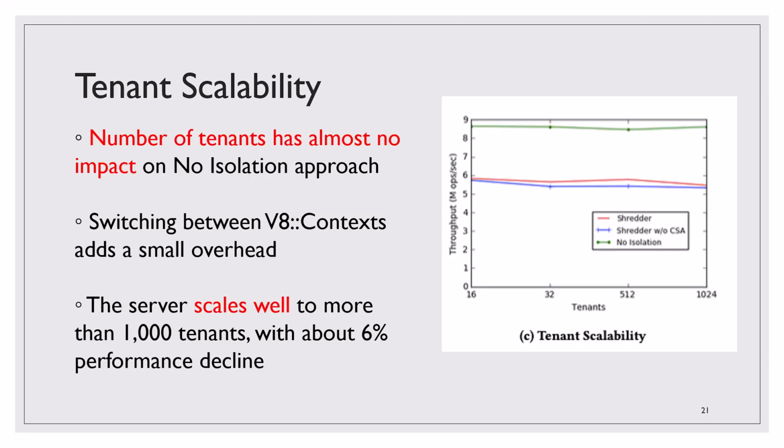In contrast to CPU scalability, the tenant scalability of V8 is good. Number of tenants has almost no impact. Switching between V8 contexts does add a small overhead when you have more than 1,000 tenants, but the server scales well, only about a 6% performance decline.